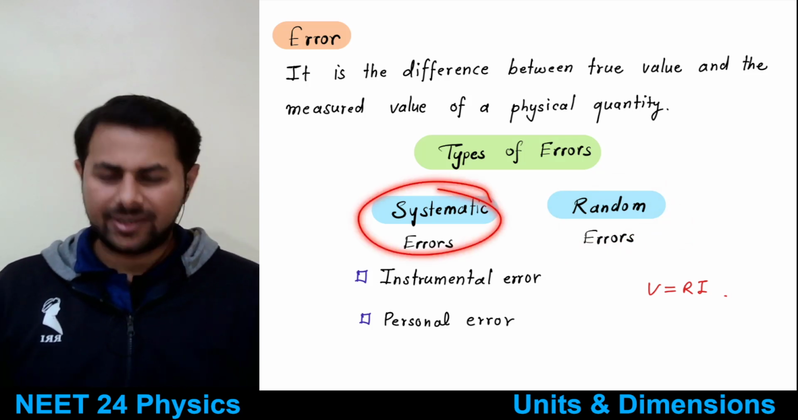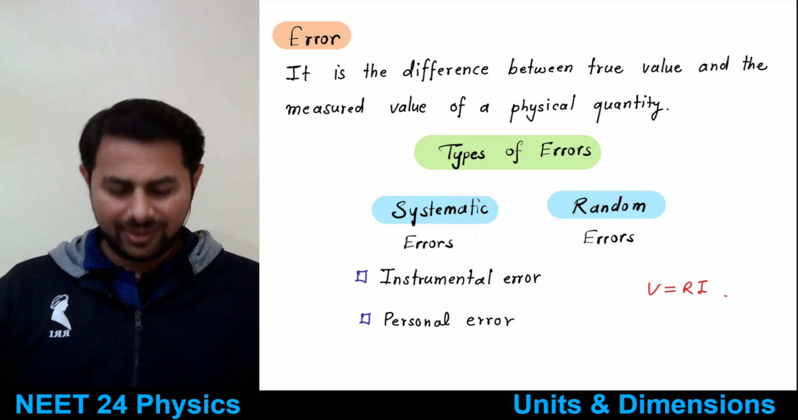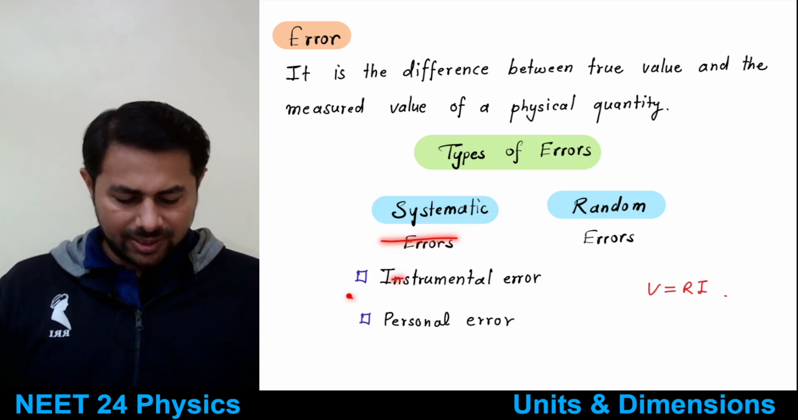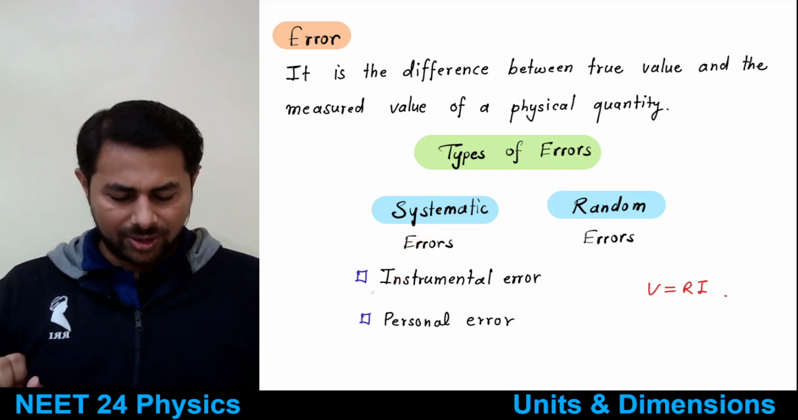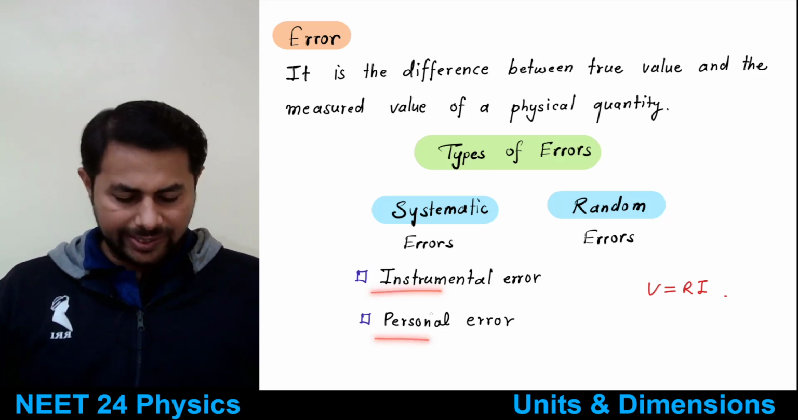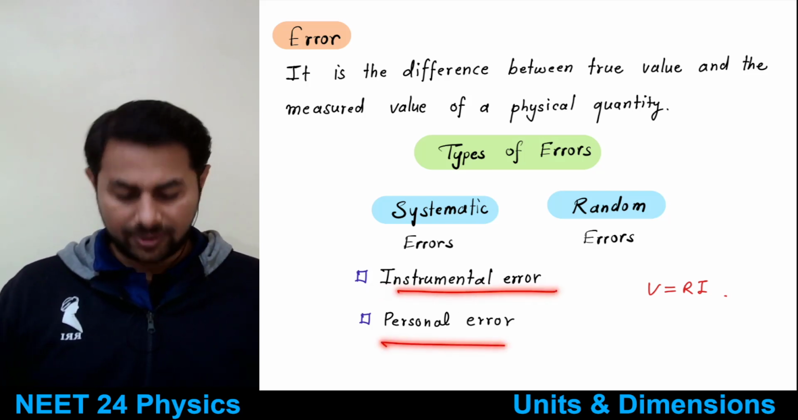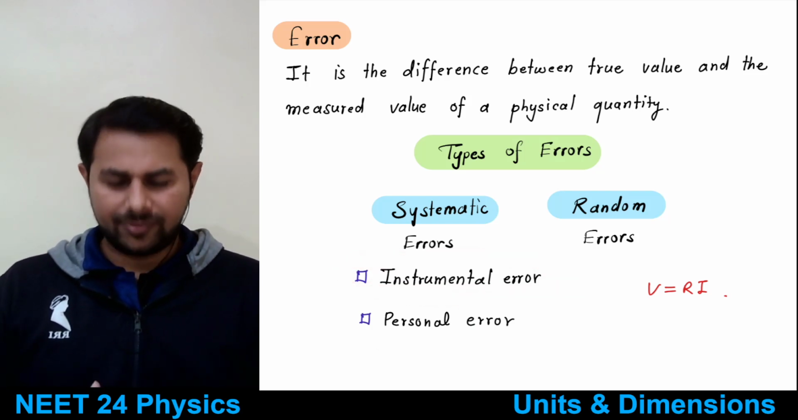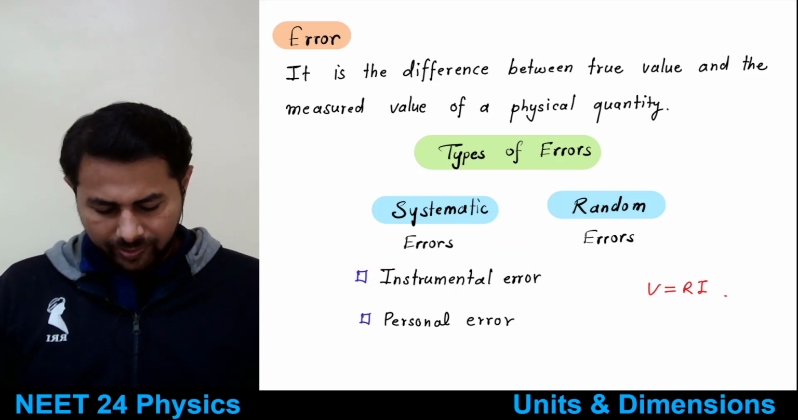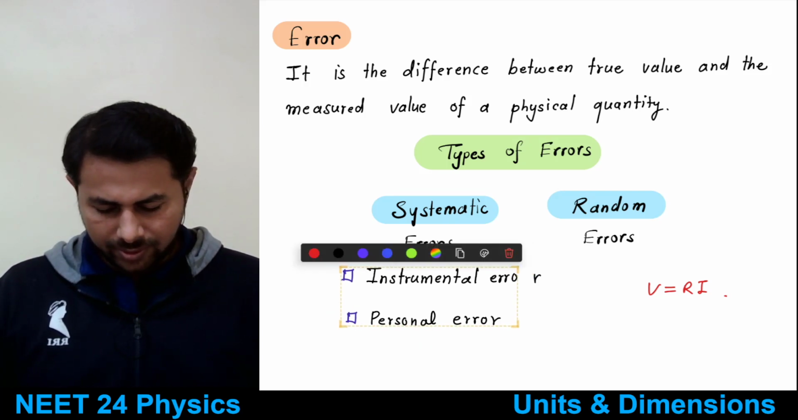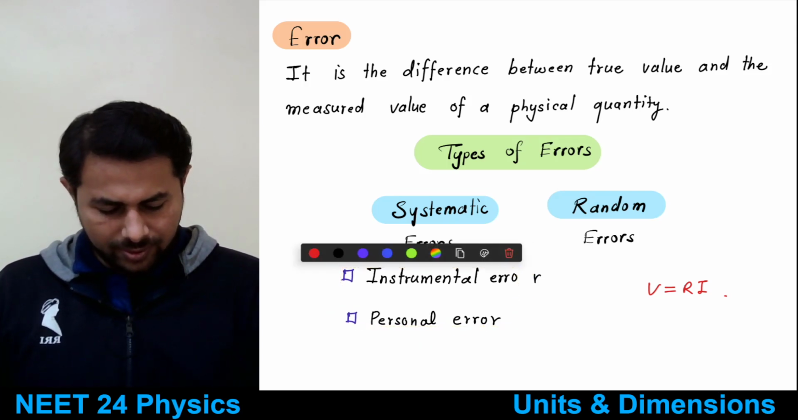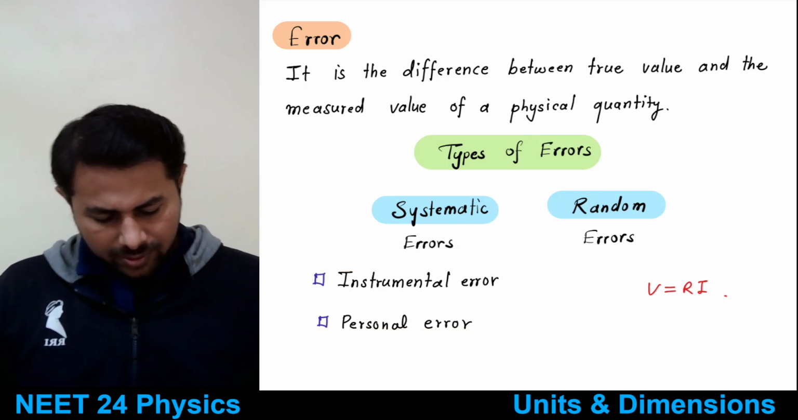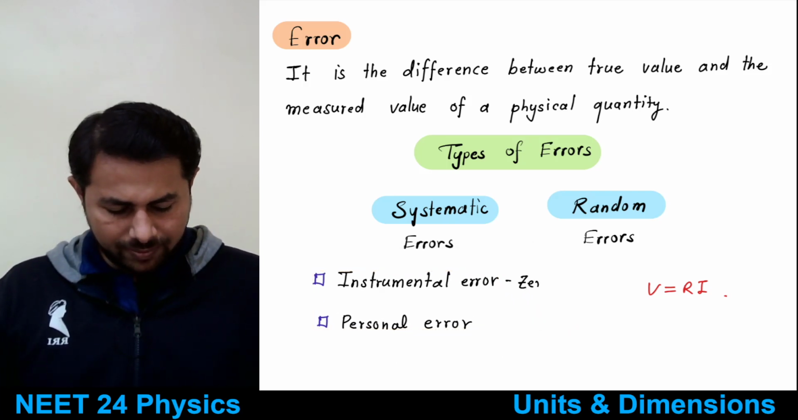But systematic errors can be minimized, or they can be corrected. How? Systematic errors are majorly of two types. One is instrumental error, one is personal error. What is an instrumental error? Error in an instrument. For example, zero error.